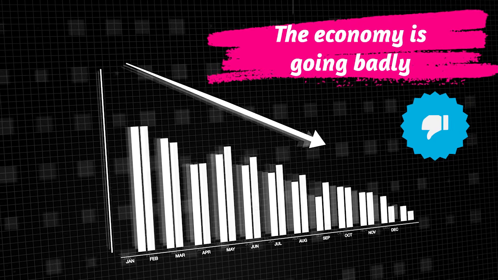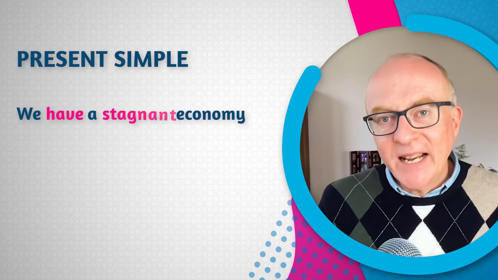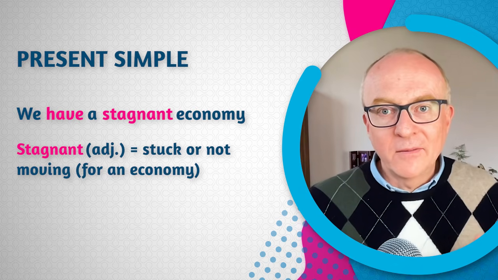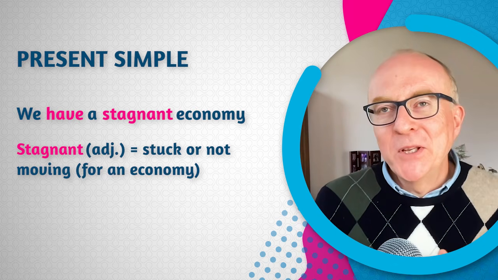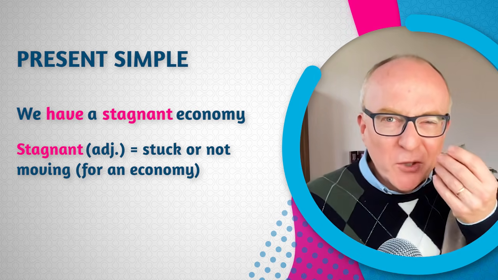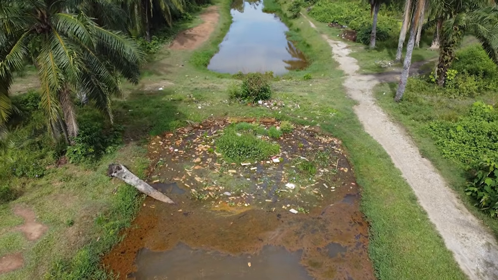Okay. Now, on the other hand, if the economy is going badly, again, we can use the present simple to describe it now. We can say, we have a stagnant economy. Stagnant just means stuck, right? Or not moving. Normally, we use this for water, stagnant water, which is water that isn't moving and often smells bad, like the water in a well or in a pond. So here, idiomatically, we're describing the economy that it's not going well, right? We have a stagnant economy. The shops aren't selling goods. The people aren't buying. Not good.